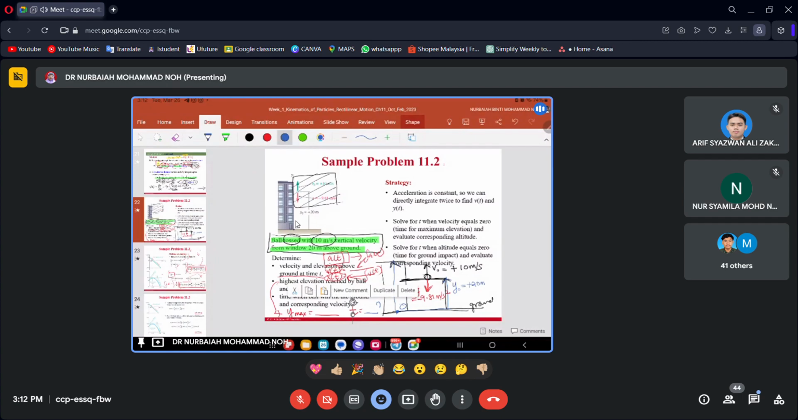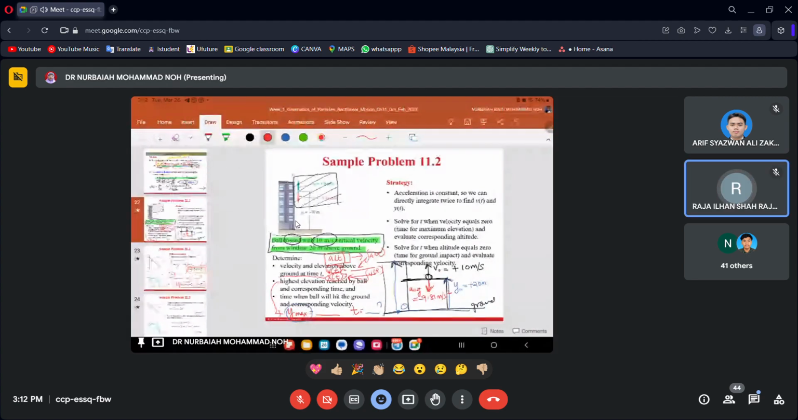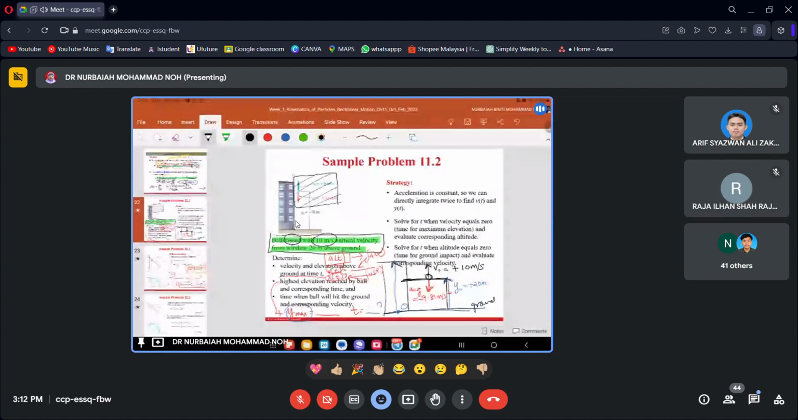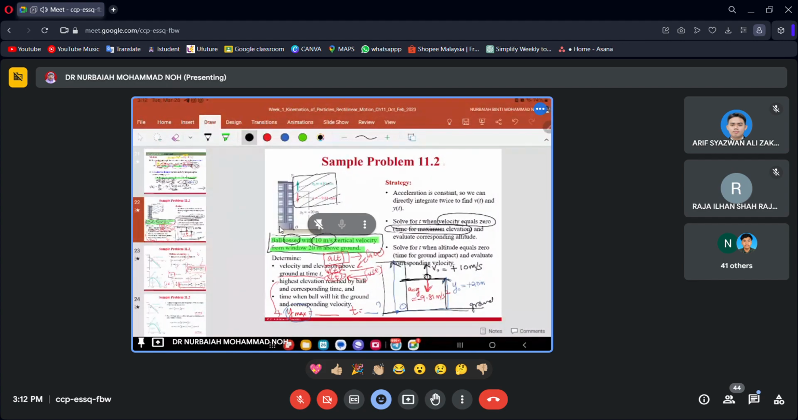So what do you know when we talk about y maximum? What additional information can you provide here? V is zero. We know that when y is maximum, when elevation is maximum, your velocity is 0. Good. So in this case, we can provide additional information where v is equal to 0.